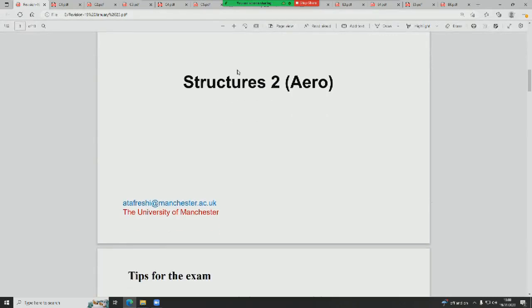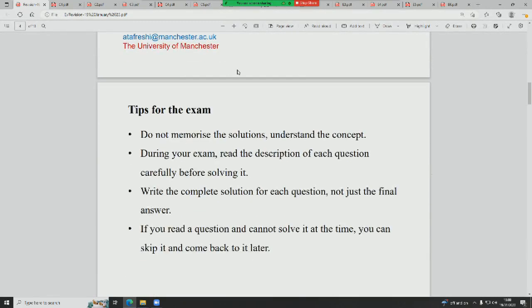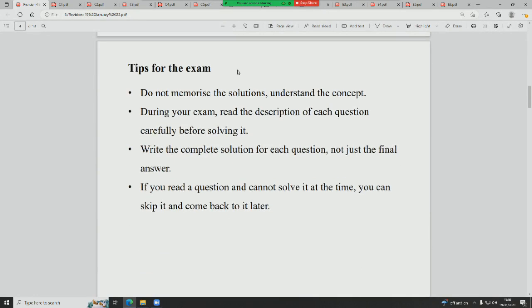So your exam is tomorrow, and I believe I showed you this slide before. Just to be on the safe side, I would like to show you again a few tips for the exam. First of all, this is an analytical subject. Please do not memorize the solutions. Try to understand the concept.